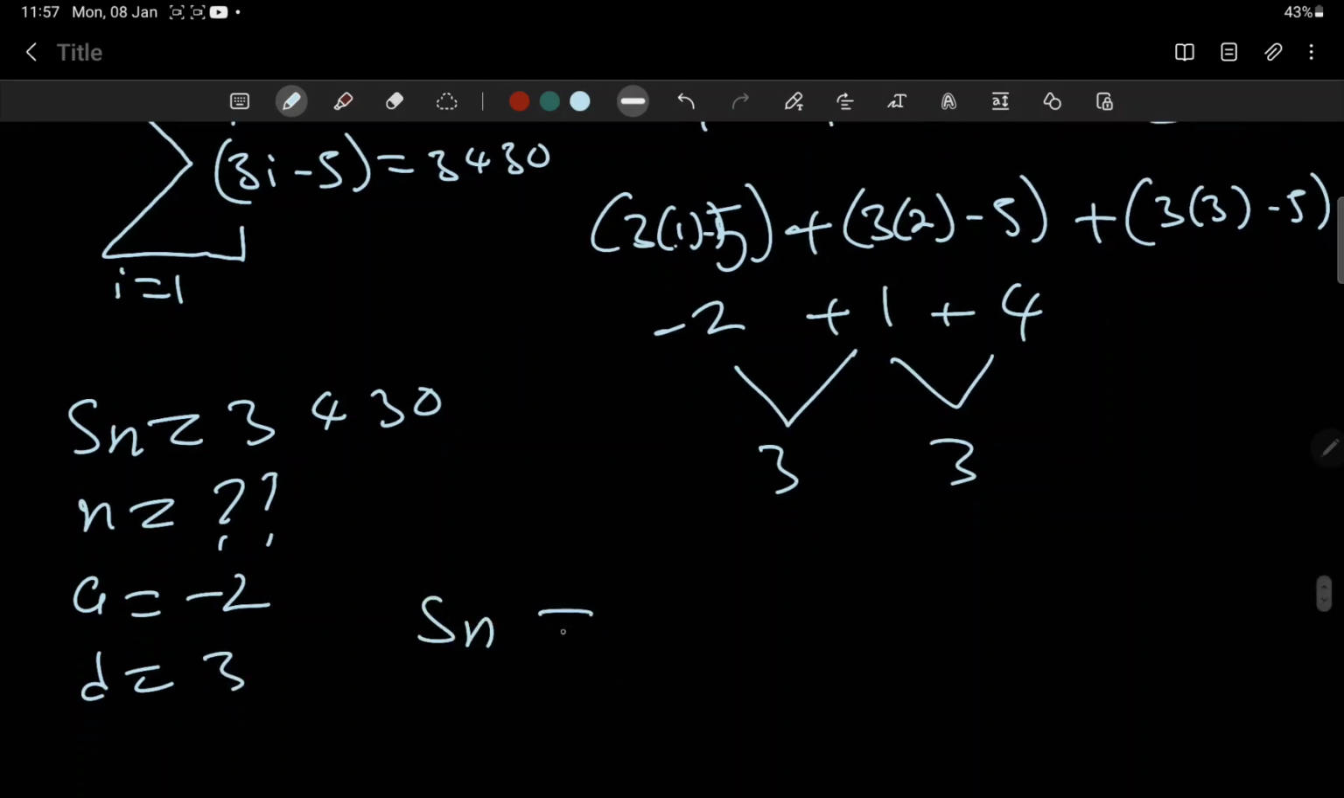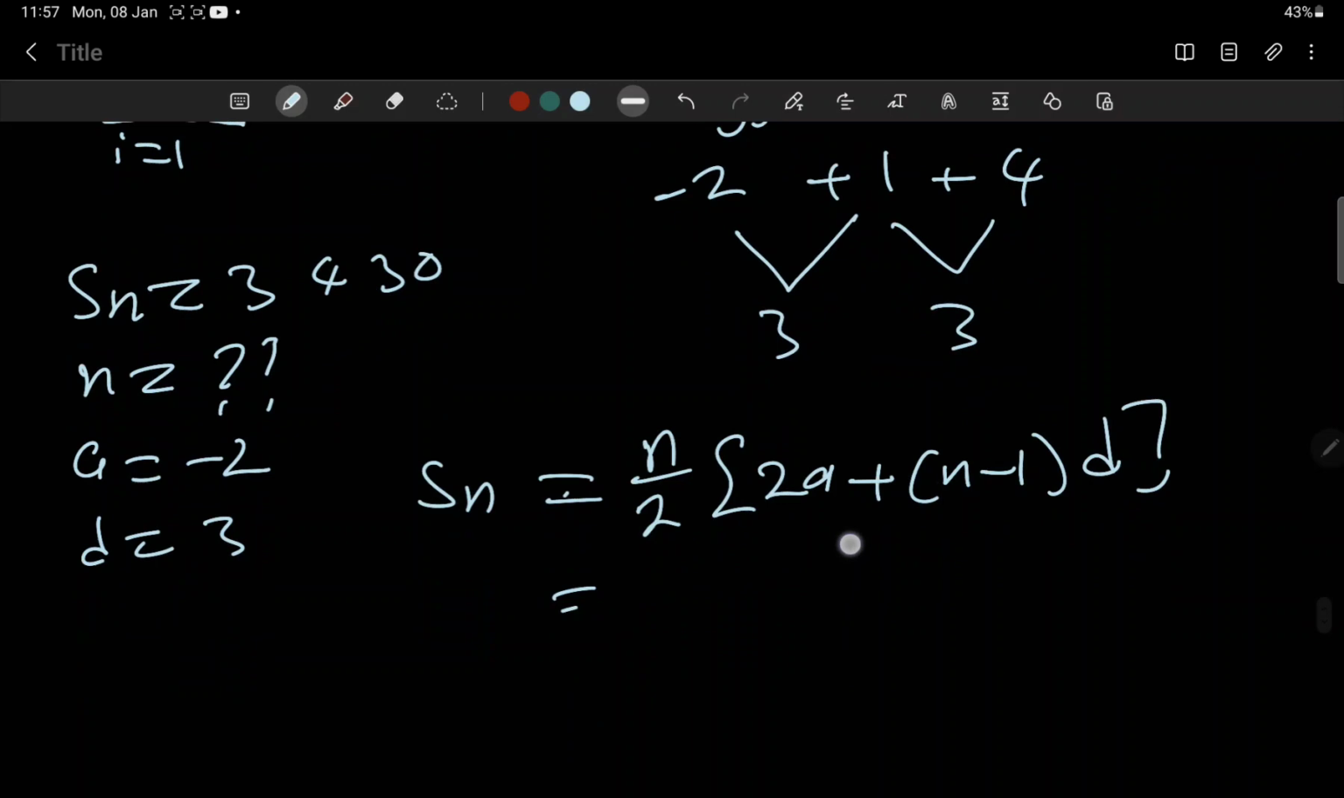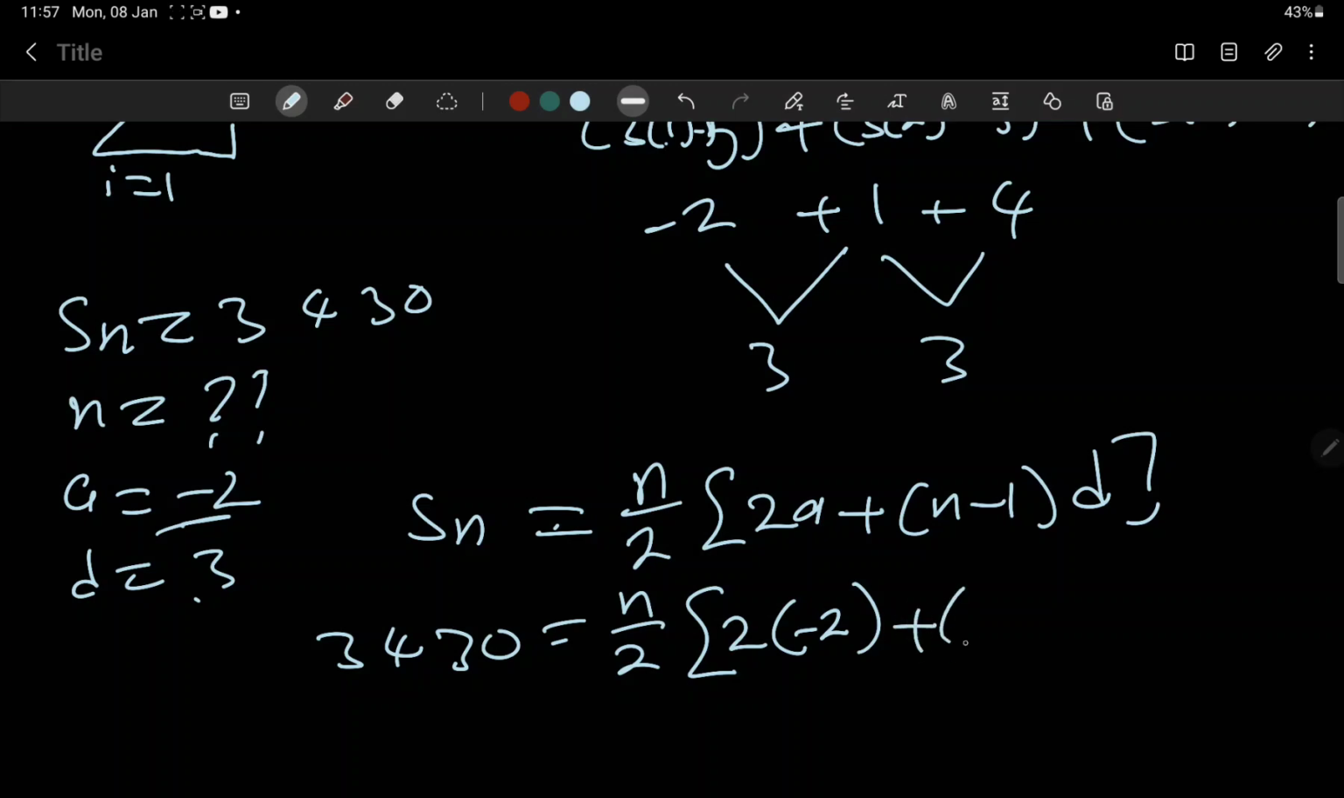So the formula for Sn is given by n over 2 into 2a plus n minus 1 d. Then n is the number of terms. Sn is 3,430. We don't know what n is. 2a, we know a is negative 2. Then the difference is 3.